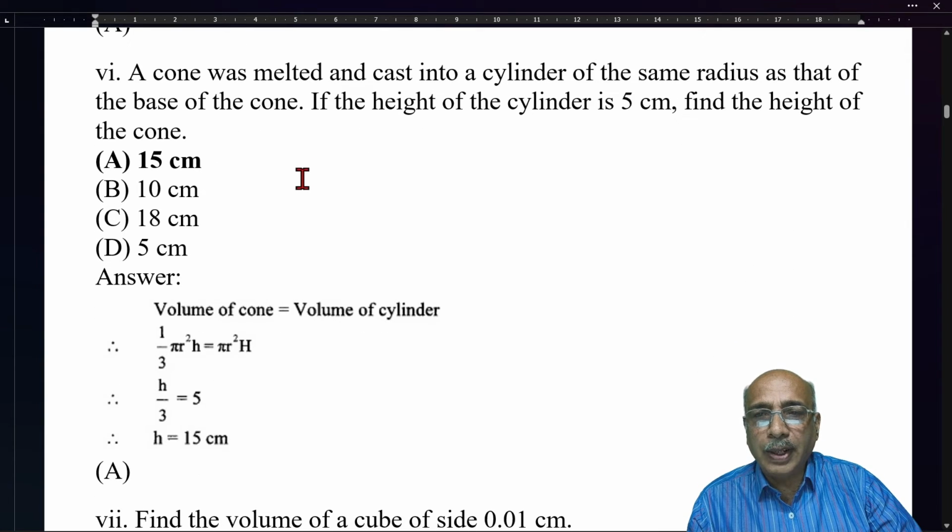A cone was melted and cast into a cylinder of the same radius as that of the base of the cone. If the height of the cylinder is 5 centimeter, find the height of the cone. Volume of cone equals volume of cylinder. Substituting the formula, 1 by 3 pi r square h equals pi r square into 5. h by 3 equals 5. Therefore, h equals 15 centimeter. Option A.